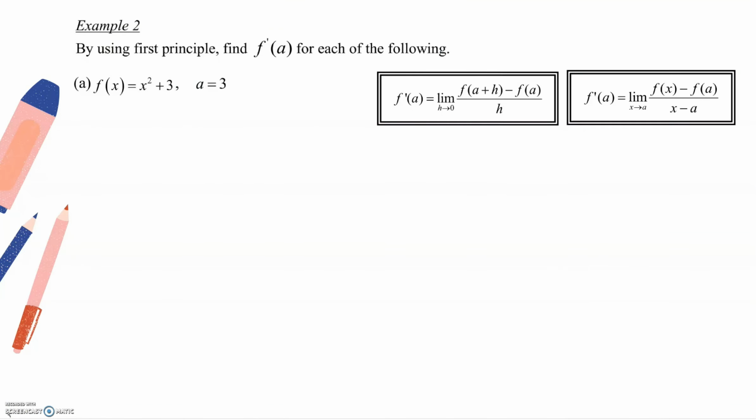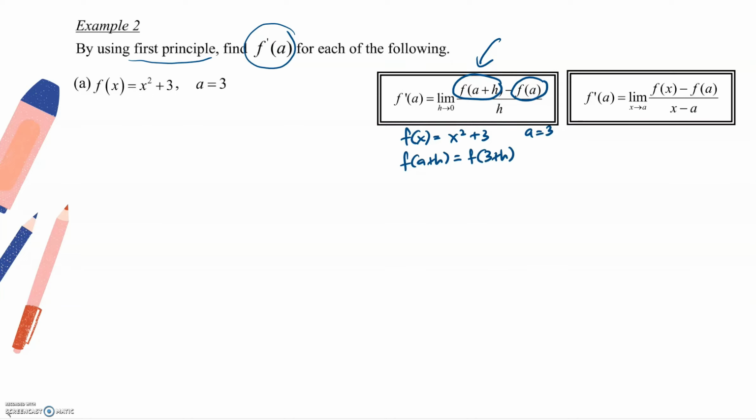Example 2, by using the first principle, we need to find f prime a for each of the following. So we have here f(x) is equal to x squared plus 3 and a is equal to 3. So by looking at the formula, we need to have f(a plus h) and f(a). f(x) is equal to x squared plus 3. We need to find f(a plus h). We have here a is equal to 3, therefore f(a plus h) is equal to f(3 plus h).